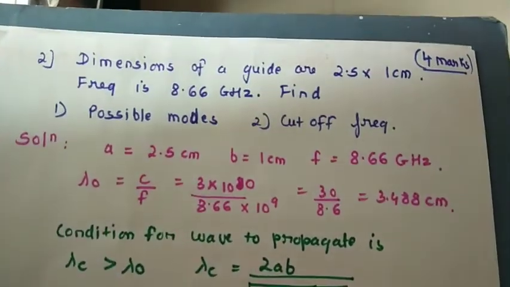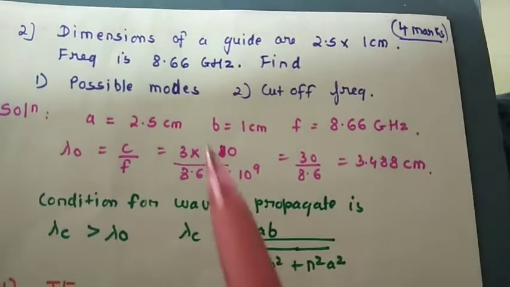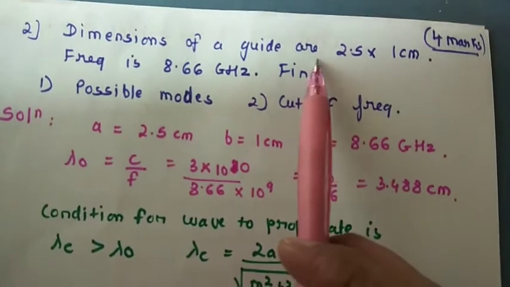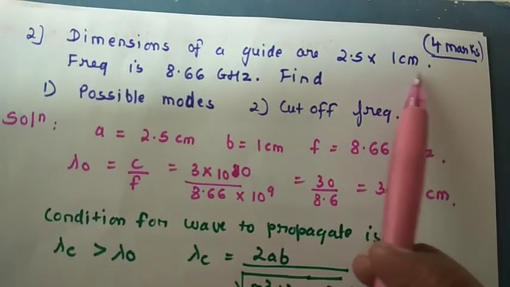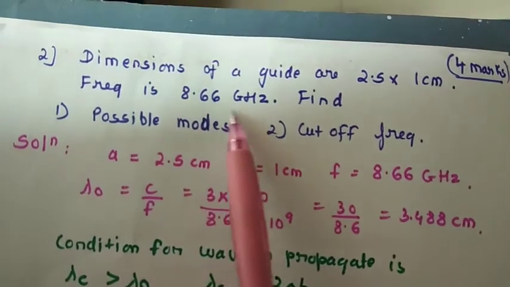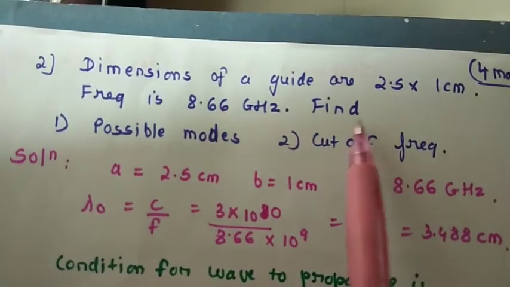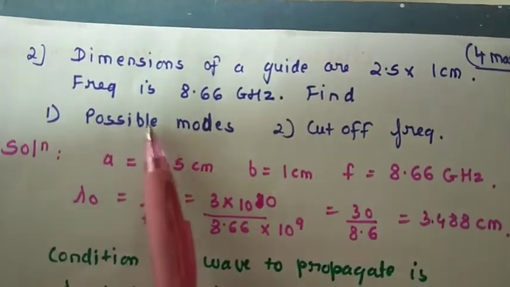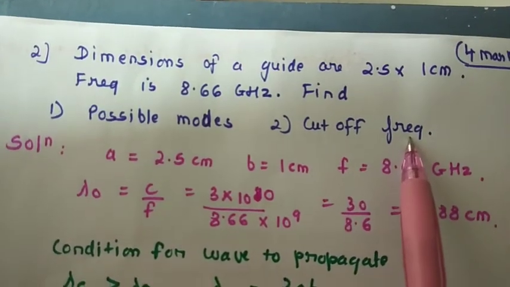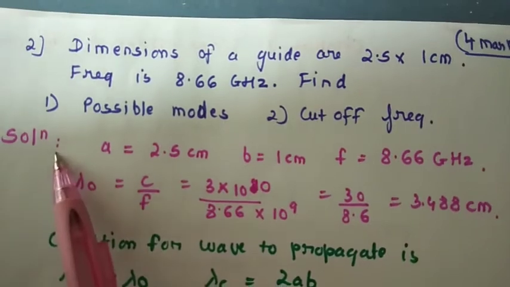This can be asked for 4 marks. So here the dimensions of a guide are given. They are 2.5 into 1 centimeter. The frequency is also given, that is 8.66 gigahertz. You have to find out the possible modes and the cutoff frequency. So we'll start with the solution.